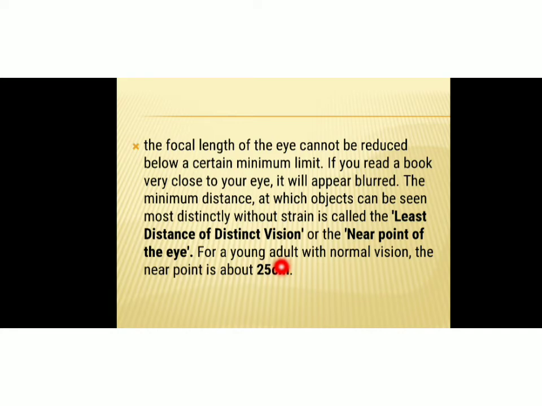Okay, so what do you mean by the least distance of distinct vision or the near point of the eye? The minimum distance at which the objects can be seen clearly without any strain is called least distance of distinct vision. It is also known as the near point of the eye. And for a young adult with normal vision, the near point is 25 centimeter. You should remember this value, 25 centimeter. So the near point of a normal eye is 25 centimeter.